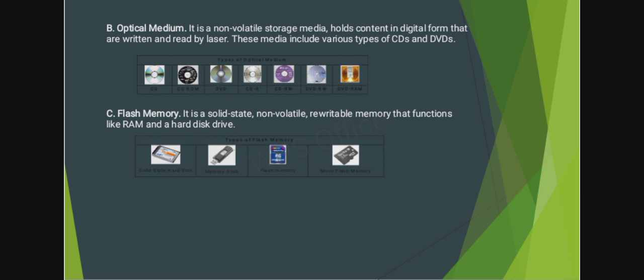And the last type of secondary storage, flash memory. It is solid-state, non-volatile, rewritable memory that functions like RAM and a hard disk drive. On your screen, you will see the types of flash memory.